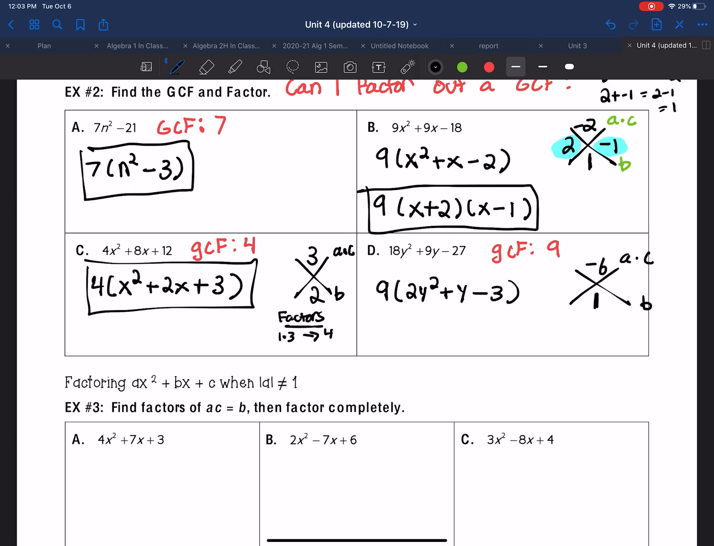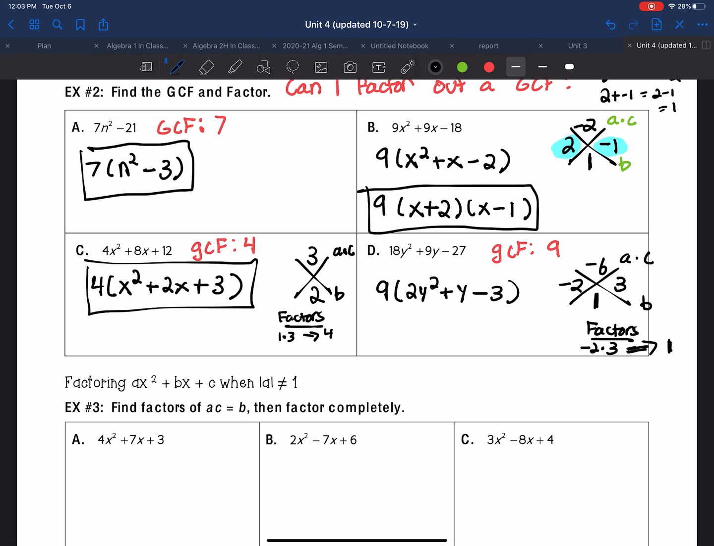So now I'm looking for factors of negative 6 that add up to 1. Well, some factors of negative 6, I might have, let's think here, negative 2 times 3. Negative 2 times 3 gives me negative 6. And hey, if I add negative 2 plus 3, if I add those together, that's going to give me positive 1. So those are the factors I'm looking for. So negative 2 and positive 3 are my two factors.